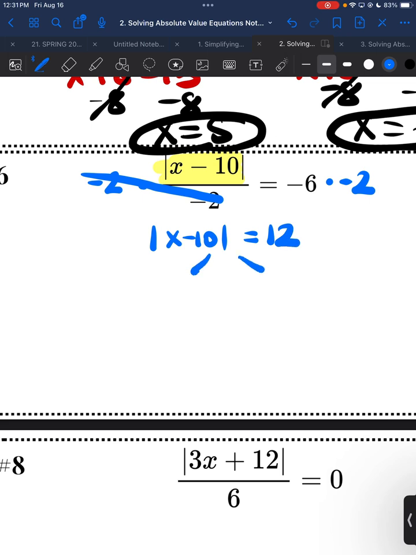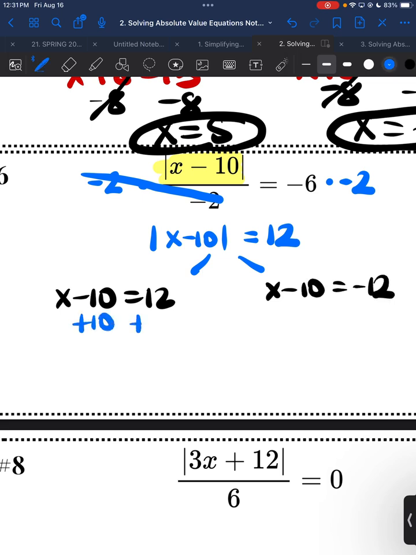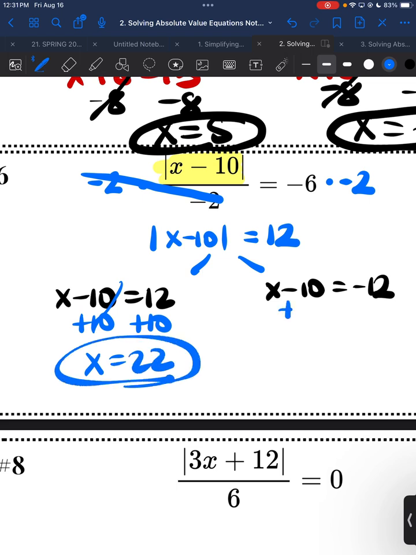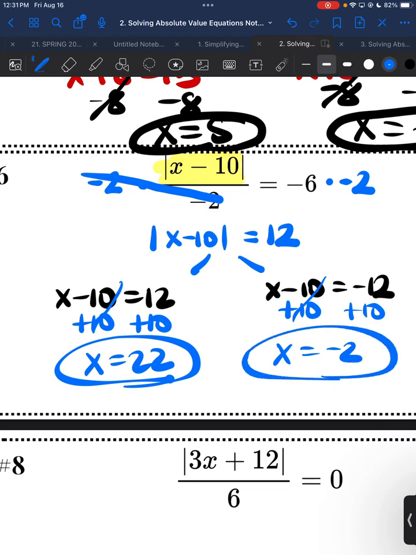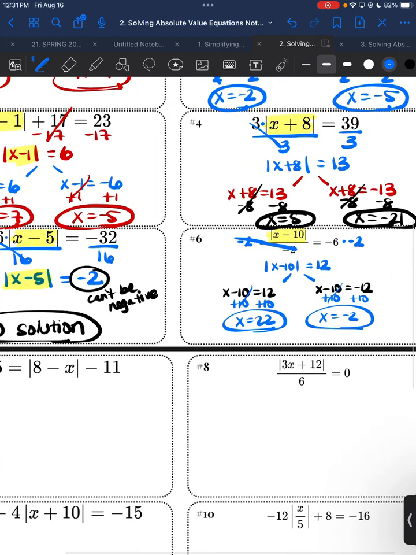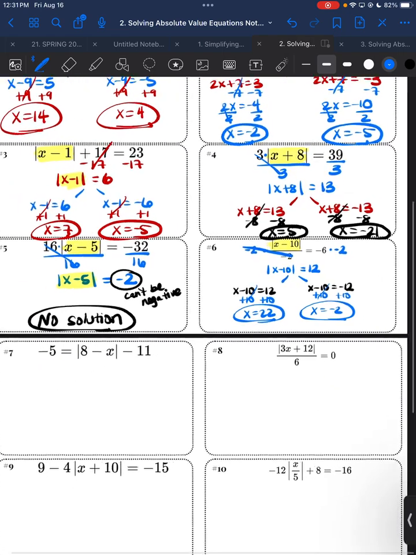Now I can split it in two. And I get 22 and negative 2.